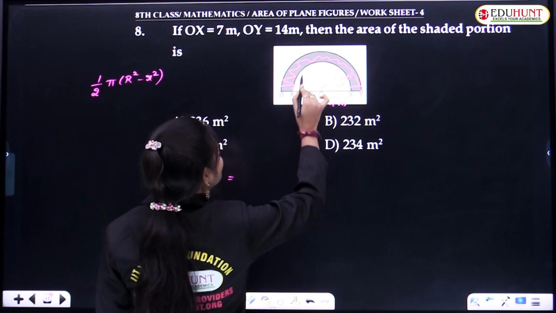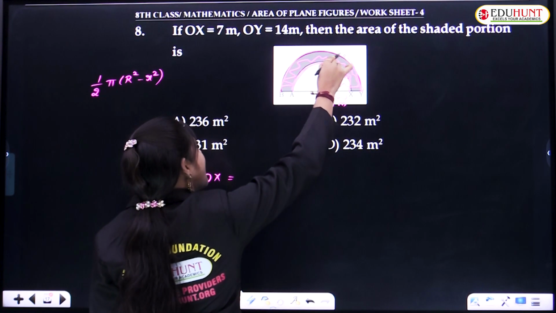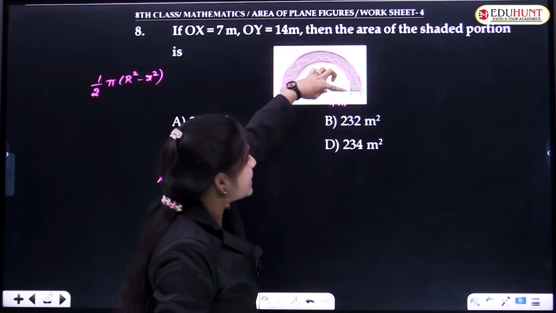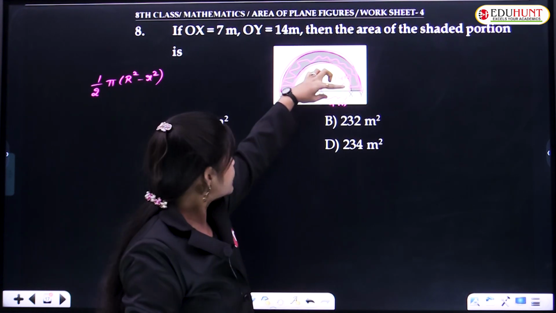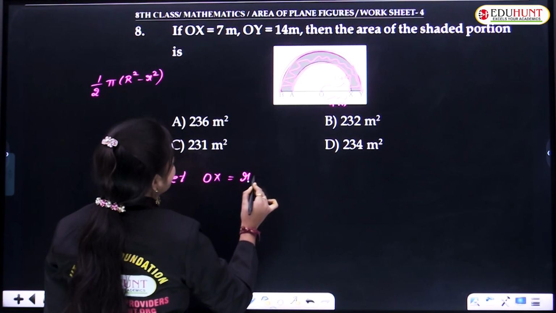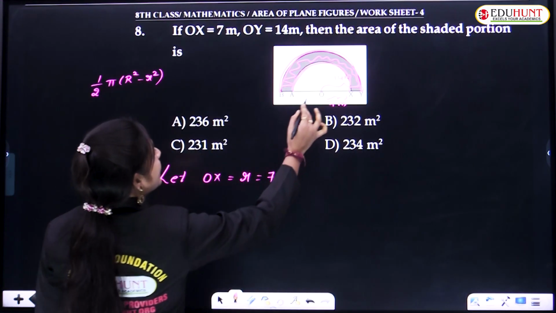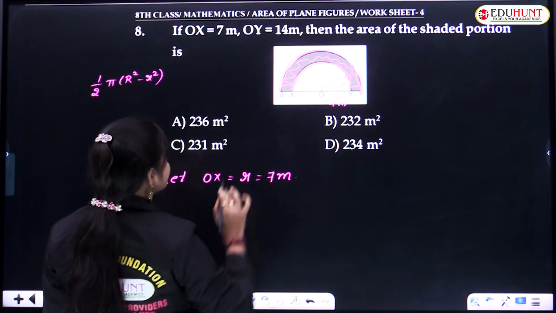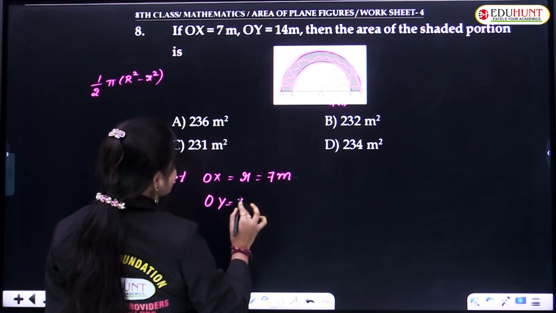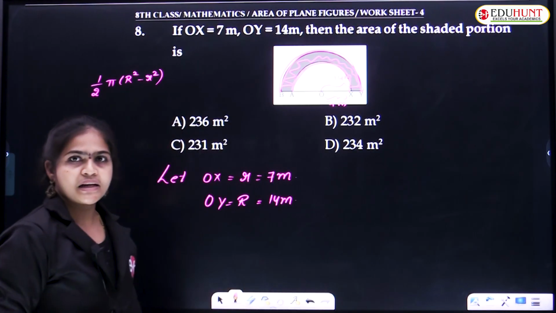When you observe this, here 2 circles are there. This is half of the inner circle and this is half of the outer circle. Now here the inside circle radius is OX, the outside circle radius is OY. OX, that is small r, is equal to 7 meters. In the same way, the outside circle, its radius OY, that is capital R, is equal to 14 meters. Am I clear? Yes.